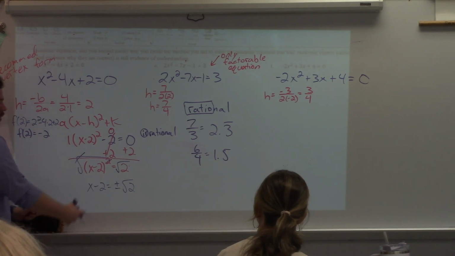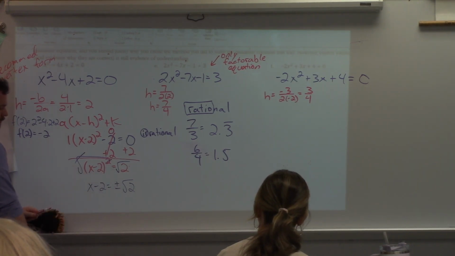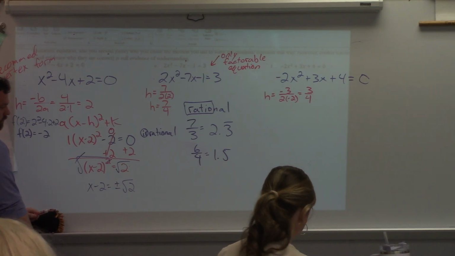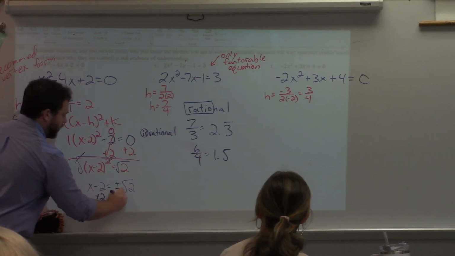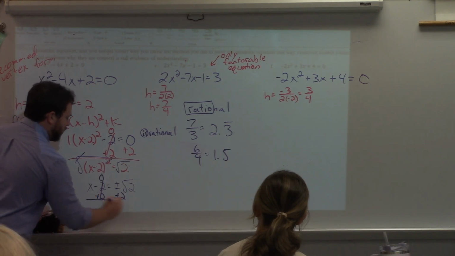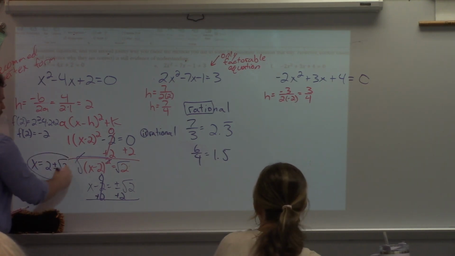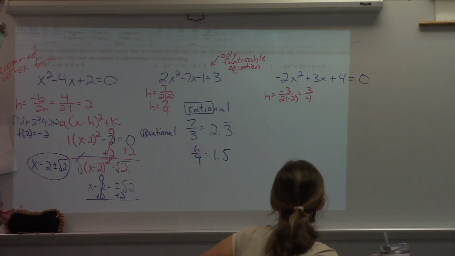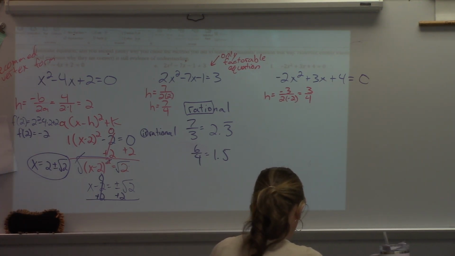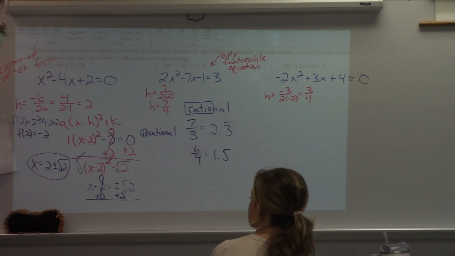So what do I do from here to solve for x? Plus 2. And so we usually put our integer first, and so I would literally just leave it as 2 plus or minus the square root of 2. That's why I would leave it as that radical. So you can just leave it as 2 plus or minus the square root of 2.